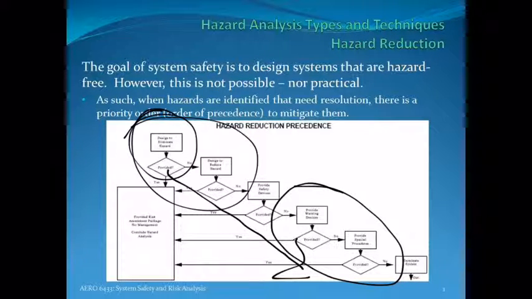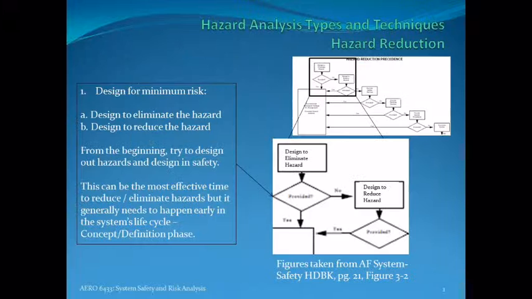If safety is dependent upon the design of the system, that can be more reliable generally than the safety being dependent upon the human doing the right thing at the right time all the time. So let's start at the top and work our way down. The most impacting hazard reduction strategy is to design for minimum risk. Design for minimum risk. Eliminate or reduce the hazard.